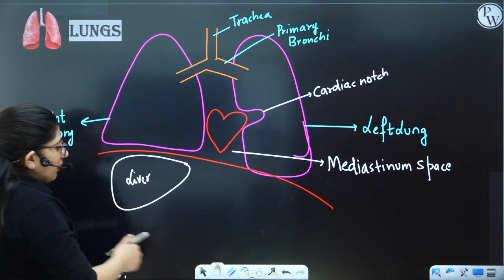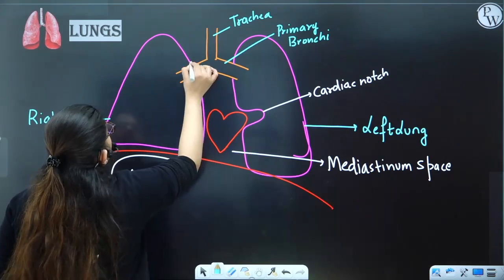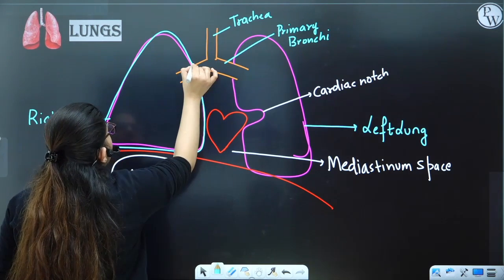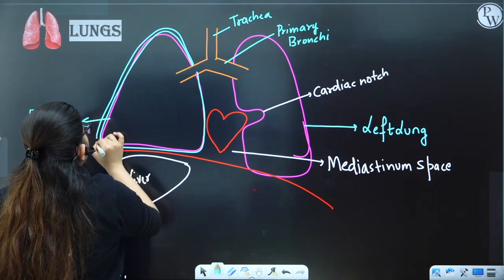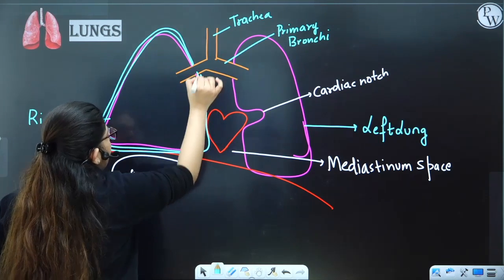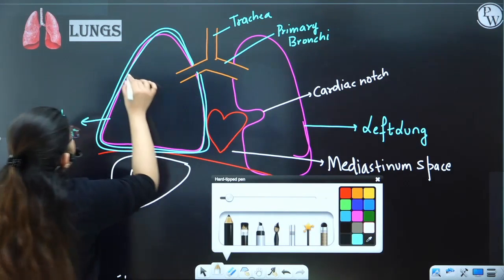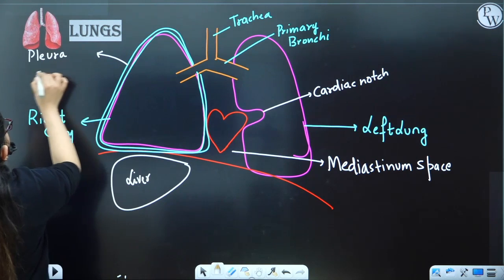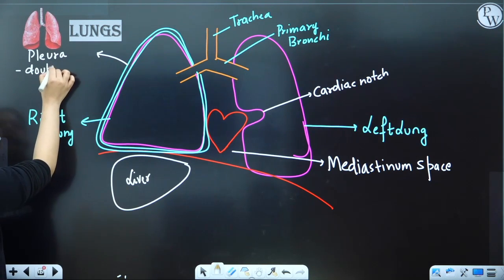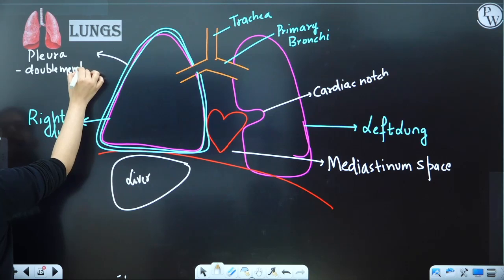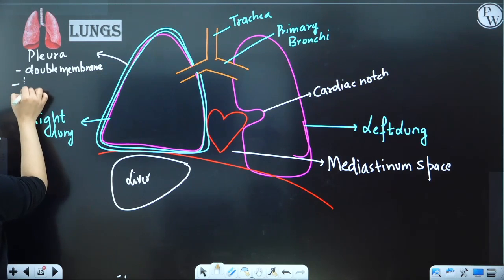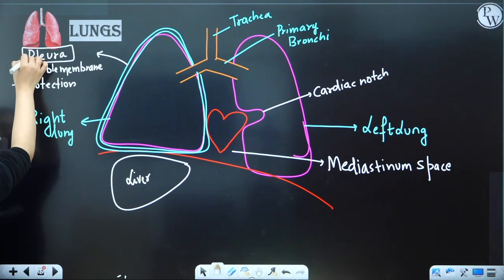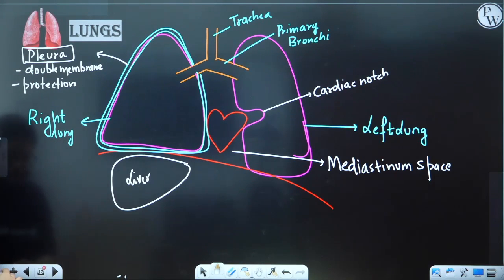Your lungs are covered by double membranes like this. There is a reason why lung is covered by a double membrane, to protect it. One protection was given by the rib cage, other protection is given by this double membrane bag-like structure known as pleura. Pleura is double membrane, it has two membranes. And what is its function? Protection. Let's talk about this double membrane pleura in detail.